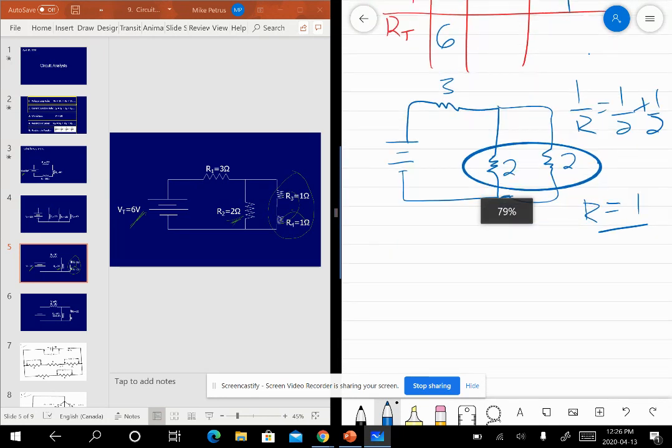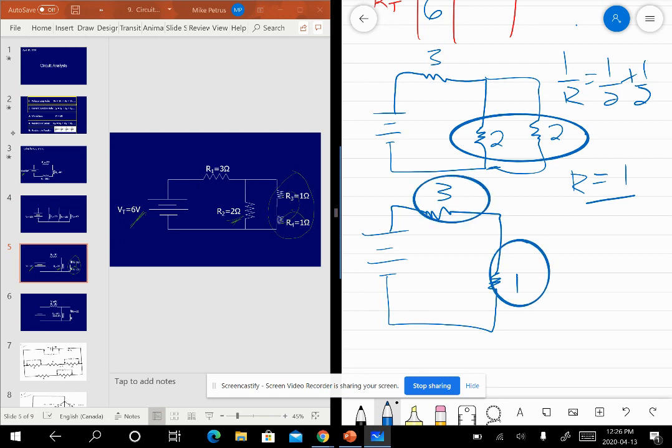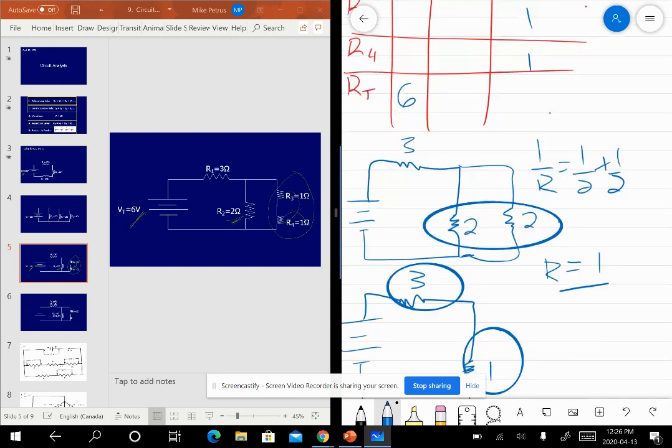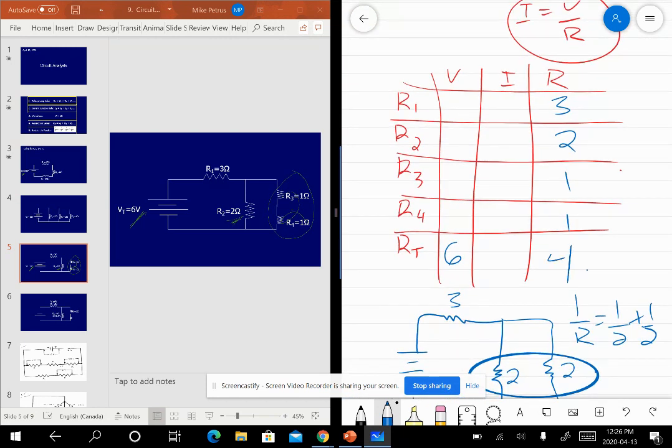So now, again, if I'm going too quick, just pause it. Now I've got this circuit here. I've taken the 2 and the 2, and I've made it into one resistance of 1. Well, now I just have 1 and 3 in series. So my total resistance for this circuit is just 4. 3 and 1 is 4. So I go back up to my circuit here. Total resistance is 4. 6 divided by 4 is 1.5.